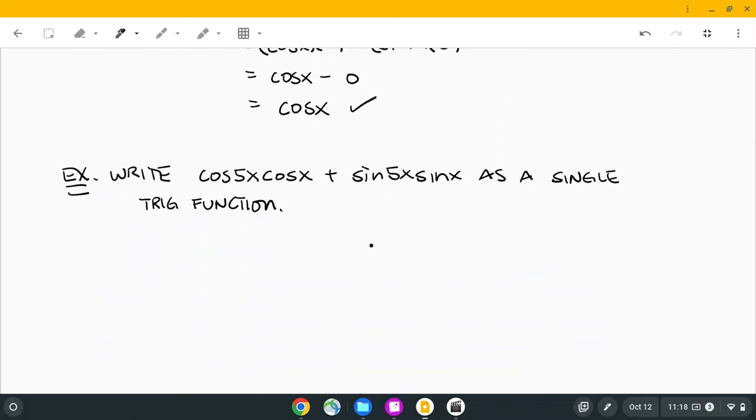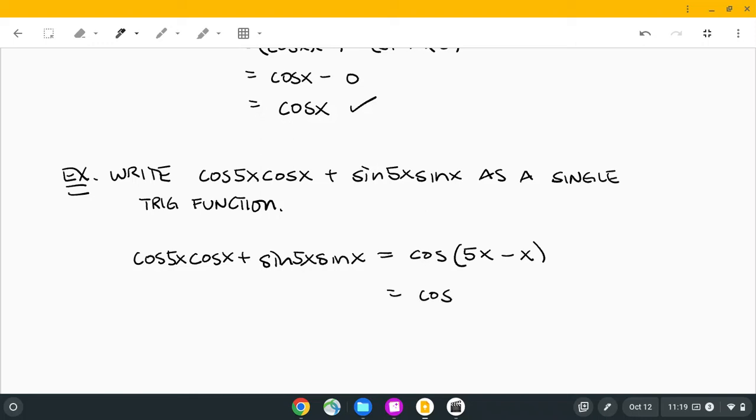All right, so cosine 5x cosine x plus sine 5x sine x is going to be equal to cosine of 5x minus x. Okay. And so that's just cosine of 4x. Okay.